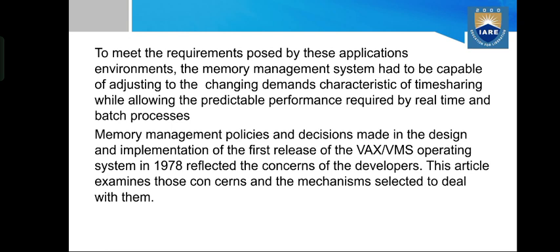To meet the requirements posed by these application environments, the memory management system had to be capable of adjusting to the changing demand characteristics of time sharing while allowing the predictable performance required by the real-time and batch processes. The memory management policies and decisions made in the design and implementation of the first release of the VAX/VMS operating system in 1978 reflected the concerns of the developers. This article examines those concerns and the mechanisms selected to deal with them.